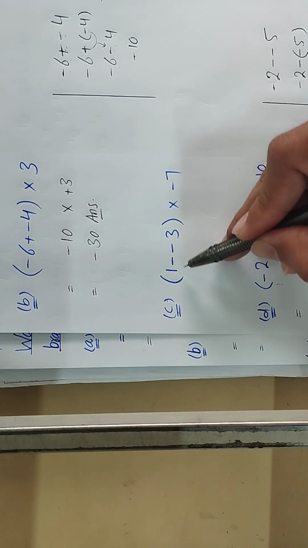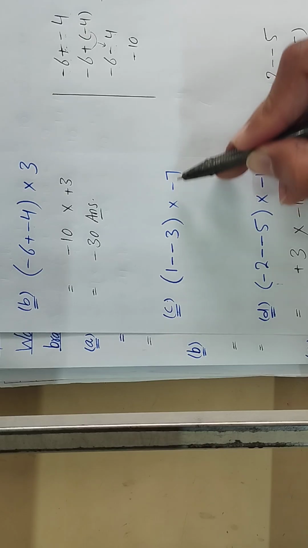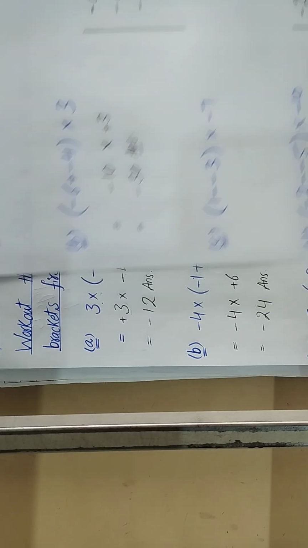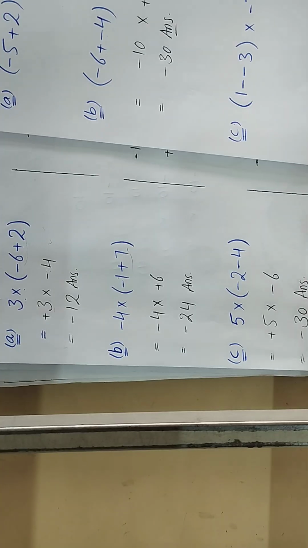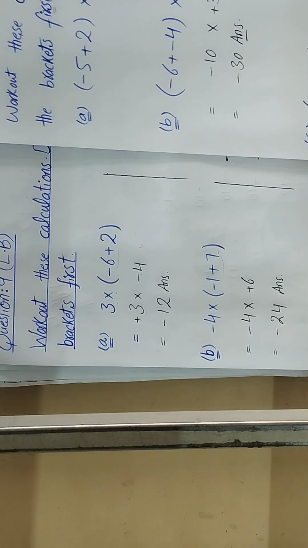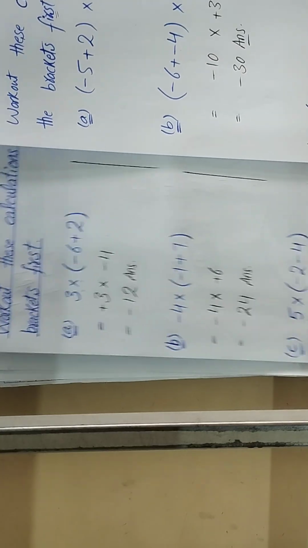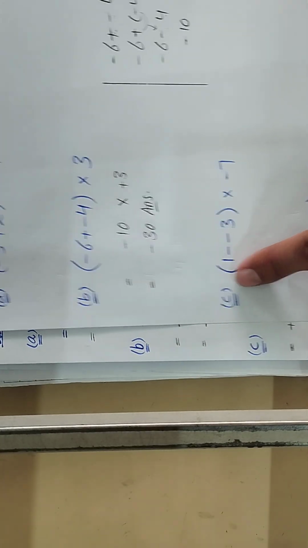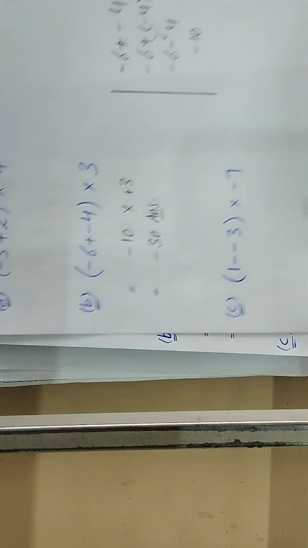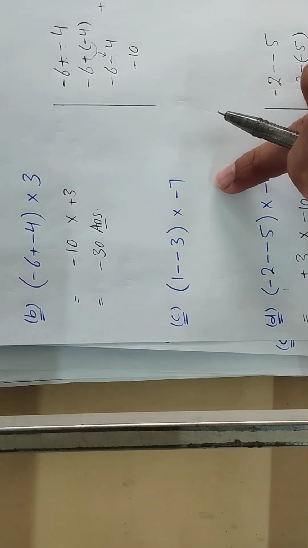C part is 1 minus negative 3 times minus 7. This one is similar to the C part of question number 9, and it is similar to the C part of question number 4. So this one is your homework, you can do it by yourself.